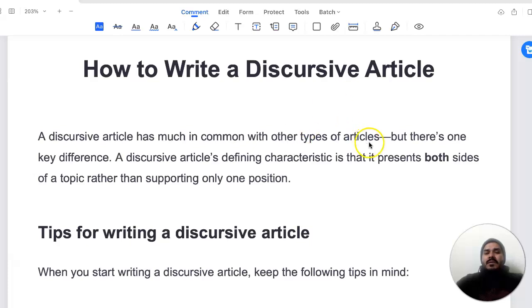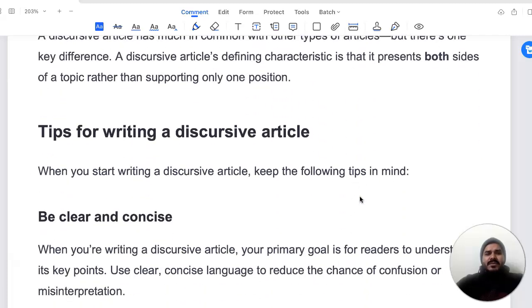For example, it's very close to an argumentative article. In an argumentative article, the writer talks about only one side of the topic, either against or in favor. But in a discursive article, the writer explores both sides of the argument. Here are some tips about writing a discursive article.